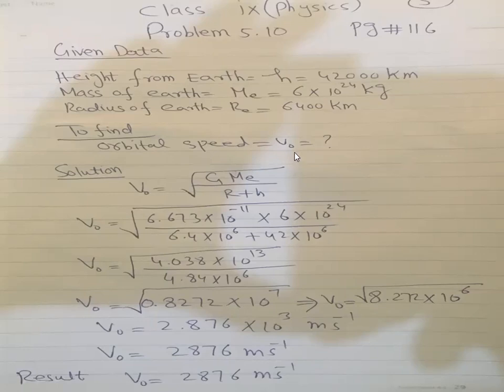So which is the orbital speed? Again, the result is that the orbital speed is 2876 meter per second. I repeat this numerical again for you.